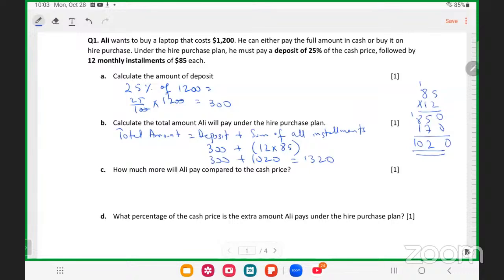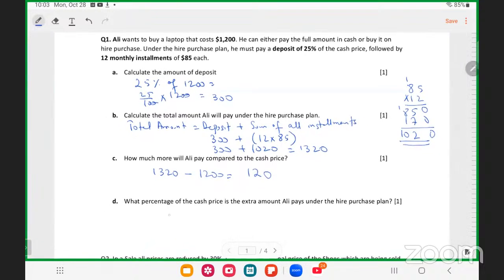How much more will Ali pay compared to the cash price? 1320 minus 1200, he will pay 120 more. What percentage of cash price is extra amount Ali pays under hire purchase plan? So 120 divided by 1200 into 100, which is 10%. I hope this is clear.